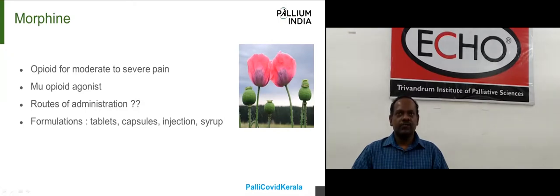There are various formulations of morphine available: tablets, capsules, injections, and syrup. There are two types of tablets or capsules. One is the immediate release tablet and the other one is the sustained release tablet.